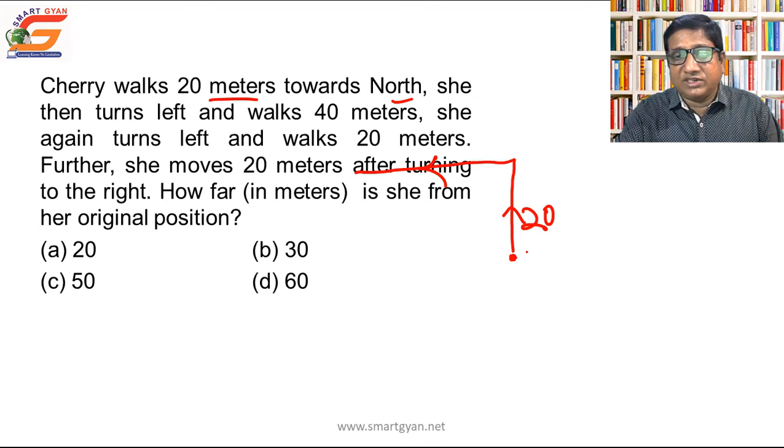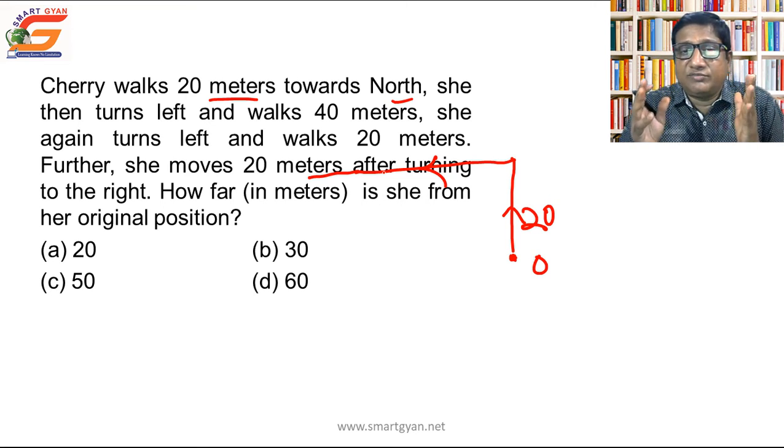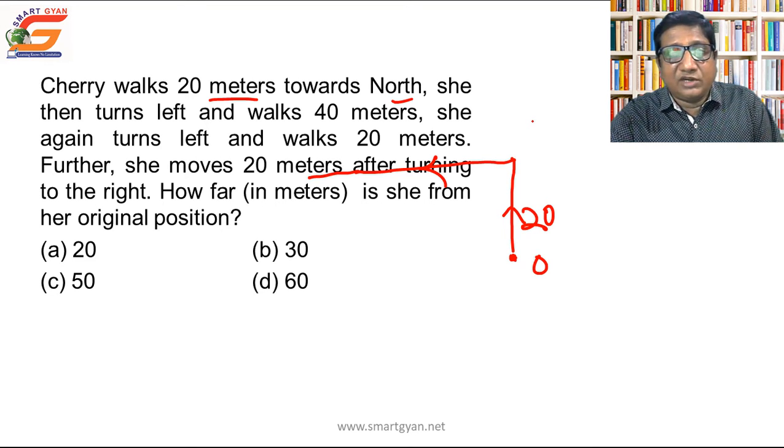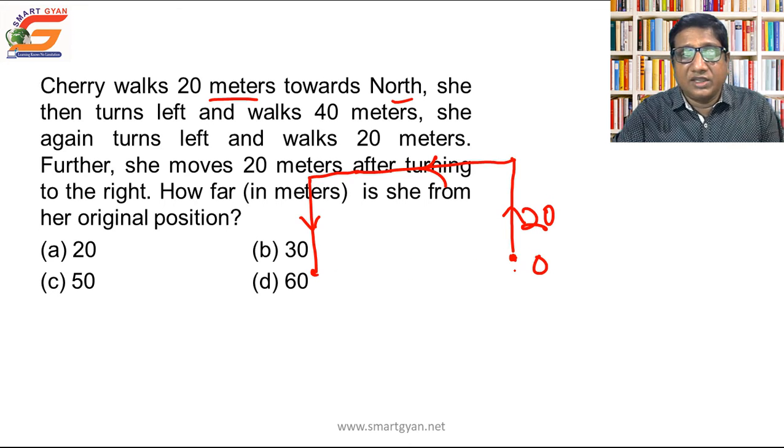Drawing the diagram proportionally means if the length from the original point to this point is 20, then 40 will be just double of this. We have to draw the diagram proportionately so that finally we can easily relate the direction. Otherwise you will be confused in finding the direction. She again turns left and walks 20 meters. So again she turns left and covers 20 meters. This is 20, this is 20. So these 2 points should be the same.